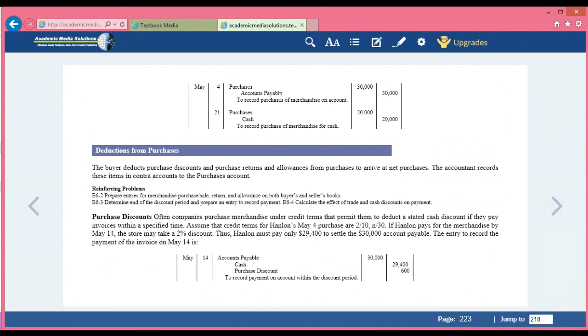Most all of ours are going to be charged, so don't pay too much attention to the cash entries in here. Now, when it comes time to pay off that bill, if you've gotten a discount, that's going to be called a purchase discount this time. We discussed sales discount a few minutes ago. You owe $30,000. Take the $30,000 off the books, but you only have to pay $29,400 because you got a discount of 2%. And the other is called purchase discount, and it's a contra to the purchases expense account. So you have another contra account.